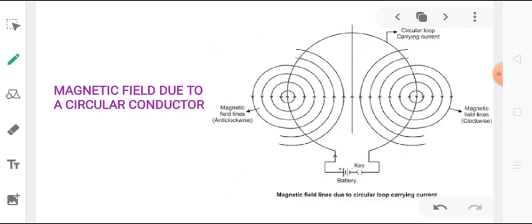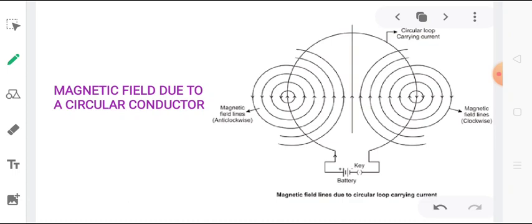So now we can study the magnetic field due to a circular conductor, and obviously the experimental setup is as shown in the adjoining picture, in which a wire has been bent into the form of a loop and the ends of the wire have been connected to a battery through a key. It is a very simple setup, and as soon as current starts flowing through the wire, every portion of the wire starts behaving like a magnet, and if we are able to plot the magnetic field lines, then it will look something like this.